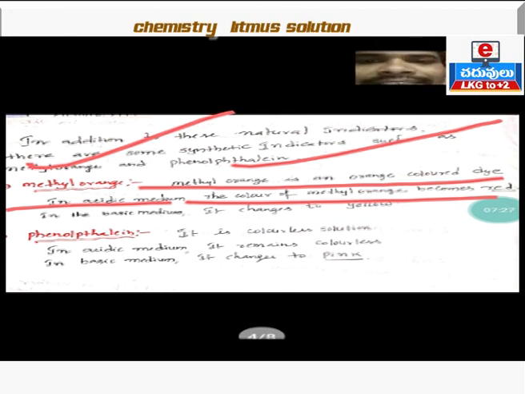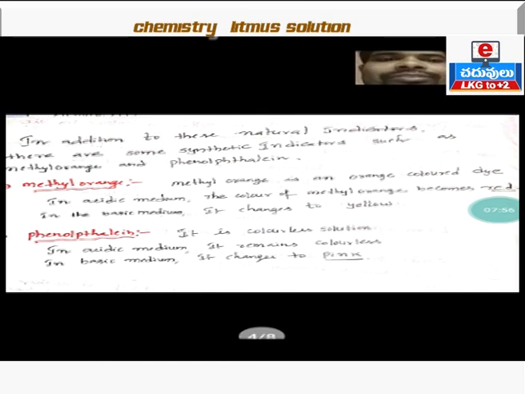But in basic medium, it changes to yellow. That means methyl orange gives yellow color when it is added to the base. In acidic medium, methyl orange gives red color. In basic medium, methyl orange gives yellow color. These colors are very, very important to find the nature. Don't confuse the colors. Once again, I am repeating: in acidic substance, methyl orange gives red color. In basic substance, methyl orange gives yellowish color. Clear? Understood?